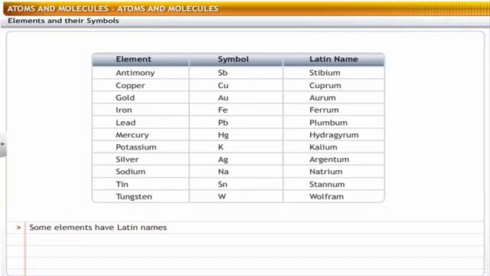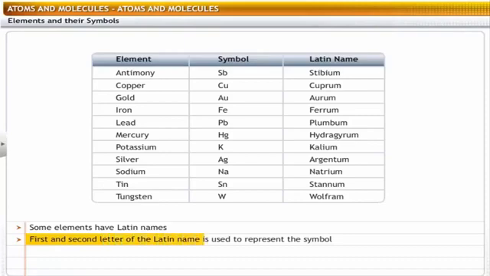There are some exceptions while writing the symbols for some of the elements. These names were derived from Latin. In general, the first letter and the second letter of their Latin names are used to represent the symbols of these elements. For example, antimony is called stibium in Latin, and the symbol is Sb. Copper is known as cuprum, and the symbol is Cu.